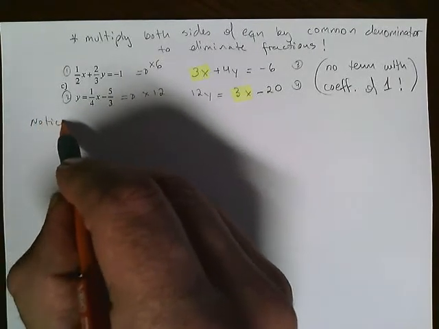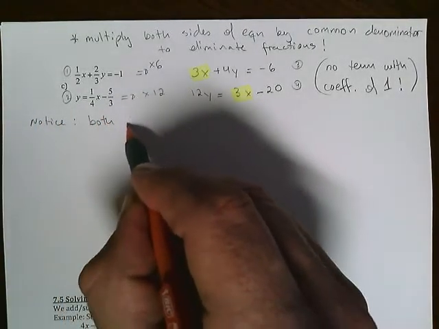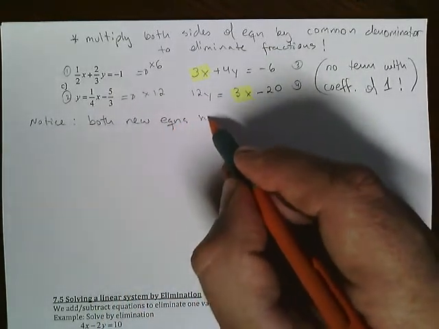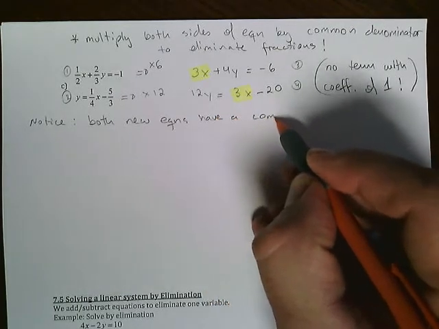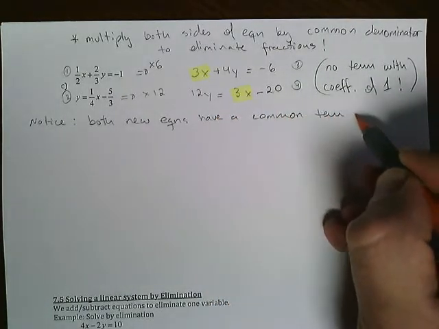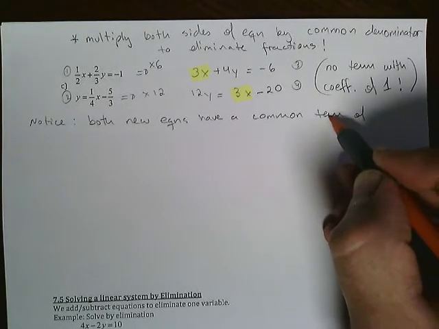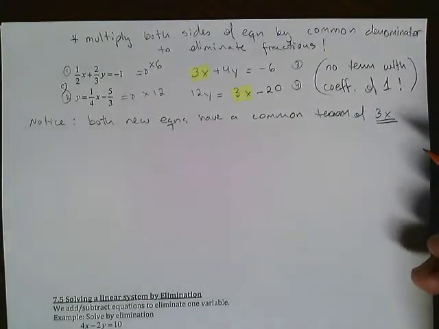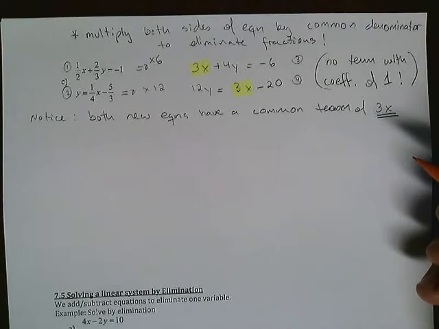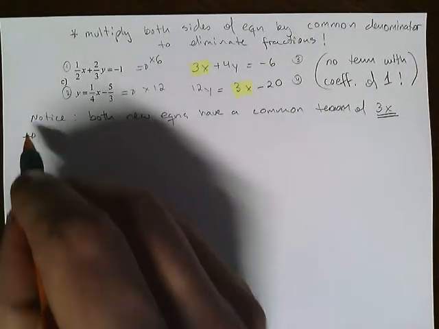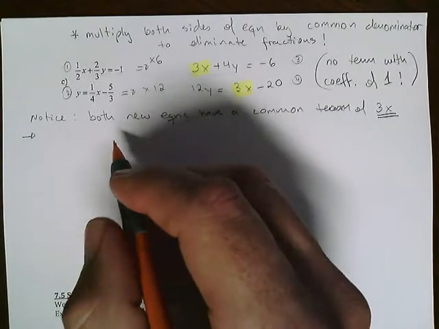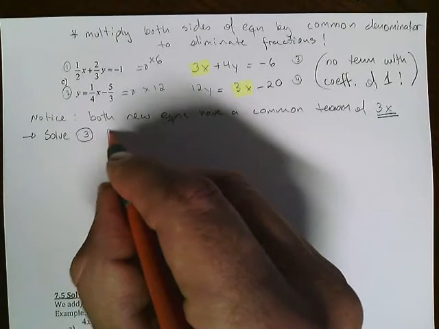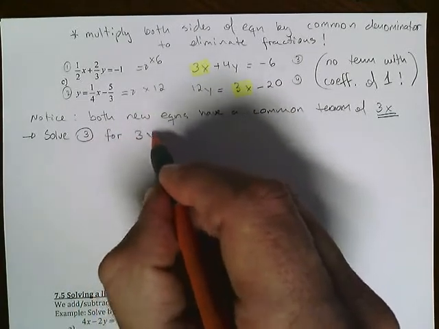So notice both new equations have a common term of 3x, okay? And that's good. That's what we want. So what we're going to do is solve one of them for 3x, right? So let's say we're going to solve equation 3 for 3x.